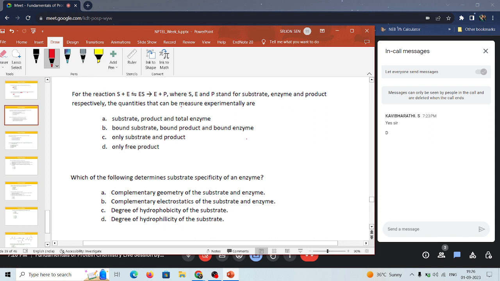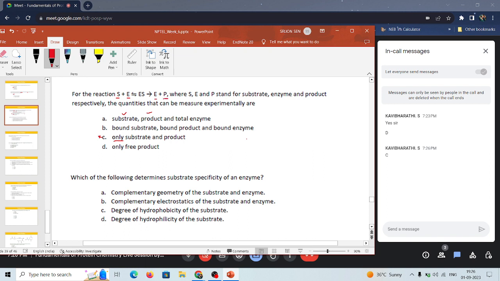So see, we have the substrate that we can measure. Substrate and product, okay, that is correct. I won't say that is incorrect, that is true. But only substrate and product, no, there in that place it is incorrect. Substrate and product is correct because we know the concentration, but we also know the total enzyme that we are providing in the beginning. So all the beginning concentrations are known to us.